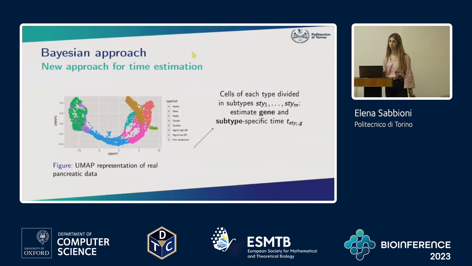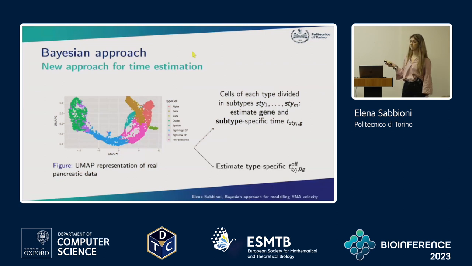Okay, I've told you before that one of the problems of scVelo is that we have only cell-specific times, so we try to overcome this problem by not estimating cell-specific times, but we start by observing the real data. We see that when we project them, we have a clearer separation among the cells of different types. So here the colors are related to the different types of the cells. So what we do is to consider the cells of one specific time. We cluster them in different subgroups, and then we try to estimate one time for each specific subtype. So we move from a cell-specific to a subtype-specific time.